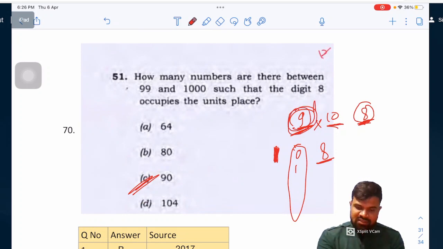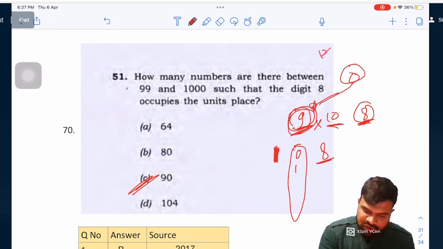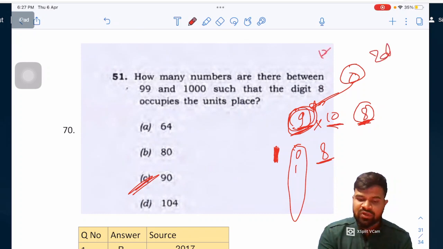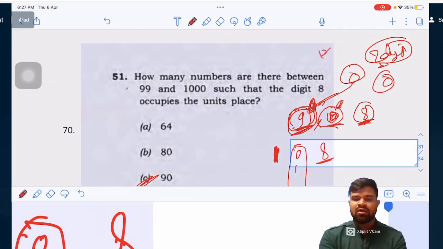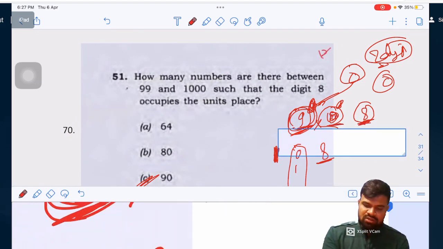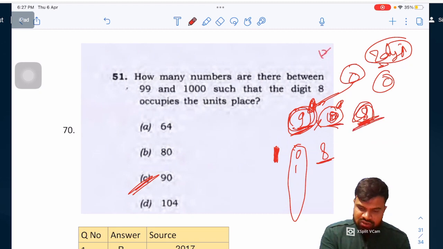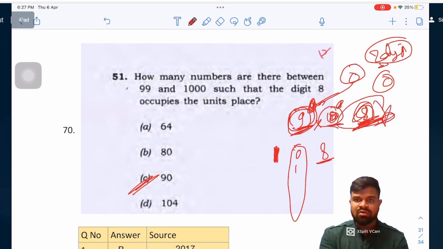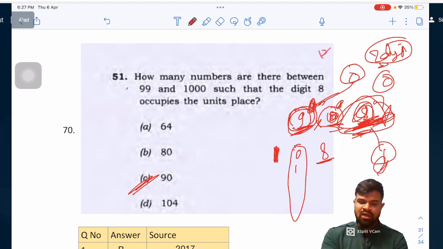Why is 9 there and not 10? Because if you put 0 at this place, then the number will become 2 digit. So for the first position there can be 9 digits. For the second position there can be 10 digits, because 0 is also included. And the last digit is fixed at 8, so that is only one possibility for the last digit, 10 possibilities for the second digit, and 9 possibilities for the first digit.